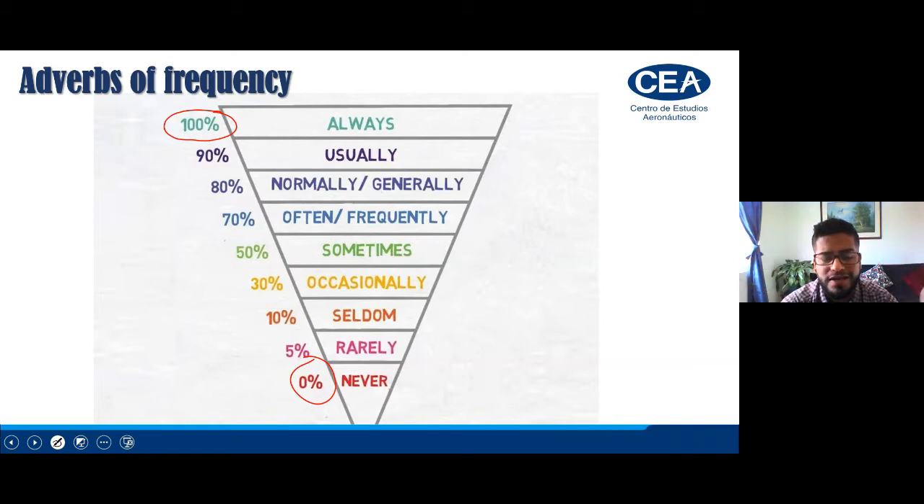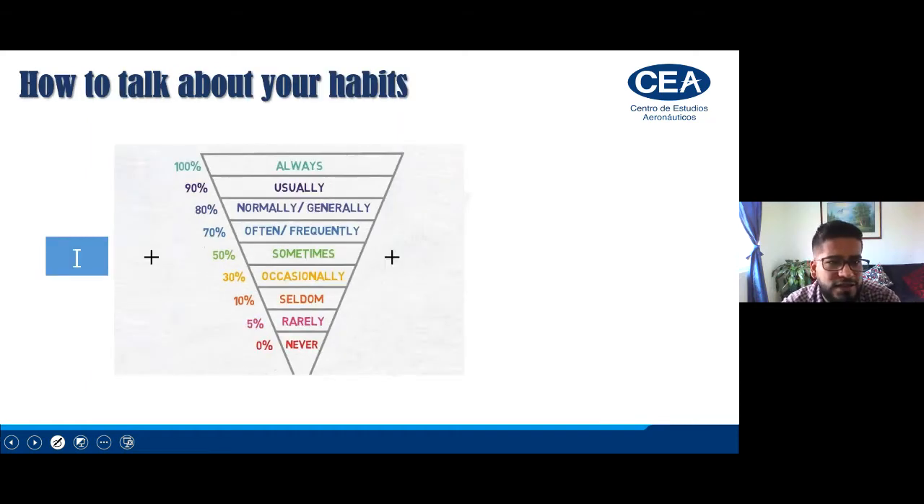Okay, so now in simple present, how can you organize the structure of the sentences? As you can see, I use the pronoun I, and I'm going to add the adverbs of frequency. So for example, I can start I always, I usually, I normally, and after that I'm going to use a verb, a principle or the main action of the sentence.